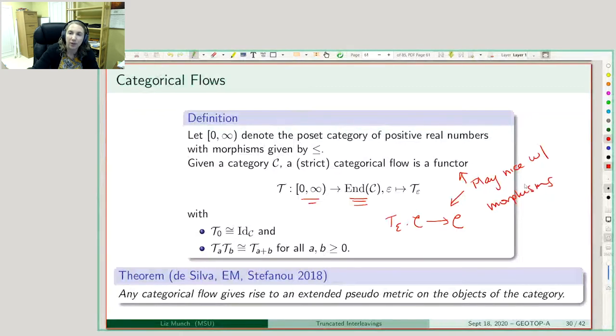But everything else is just a generalization of this idea of a flow. Okay, so we have this nice theorem that any categorical flow gives rise to an extended pseudometric on the objects of the category. What does that mean?